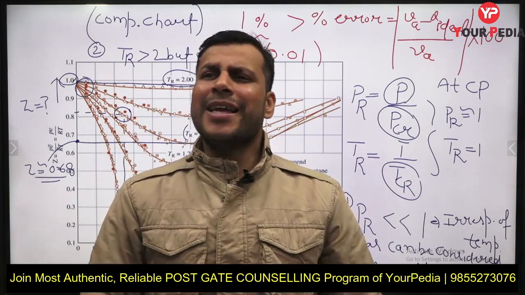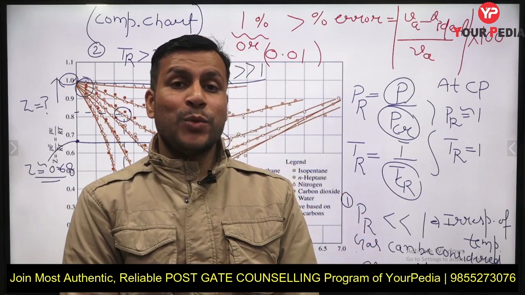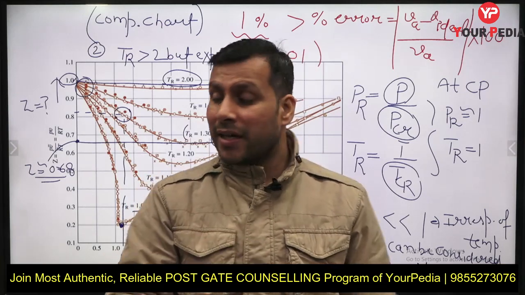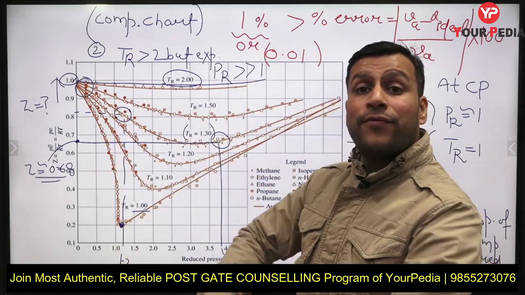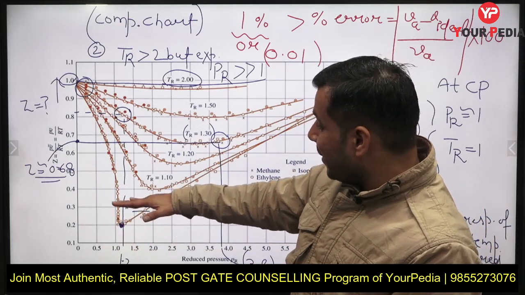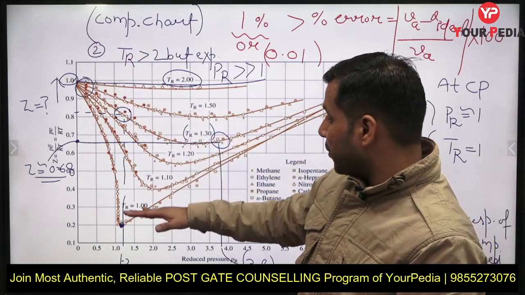Generally, students think that critical point is very high temperature, very high pressure. So at that pressure, temperature, we can consider gases as an ideal gas. The answer is no, because at critical point, the behavior of the gas will be very far away from the ideal gas behavior.